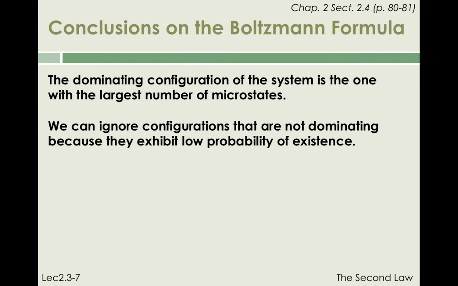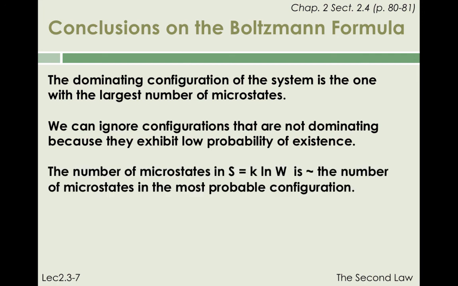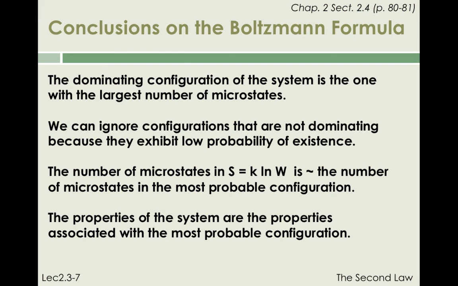It also suggests that to calculate the entropy of a system at equilibrium, we can often equate the number of microstates W of the system with the number of microstates in the most probable configuration. Finally, we can conclude that the properties of a system at equilibrium are the properties of the most probable configuration of that system.